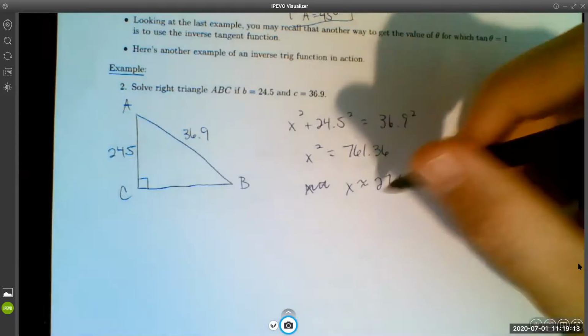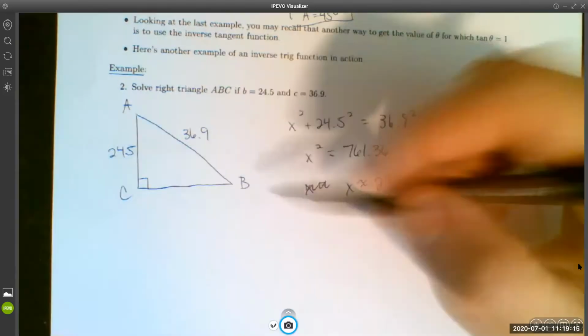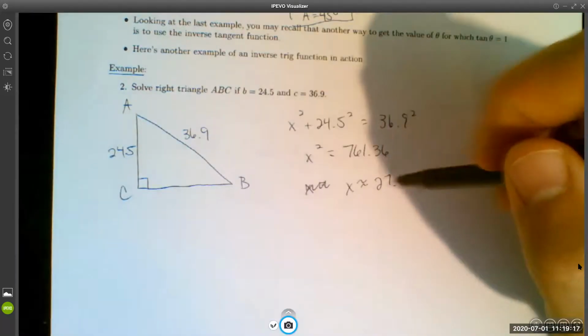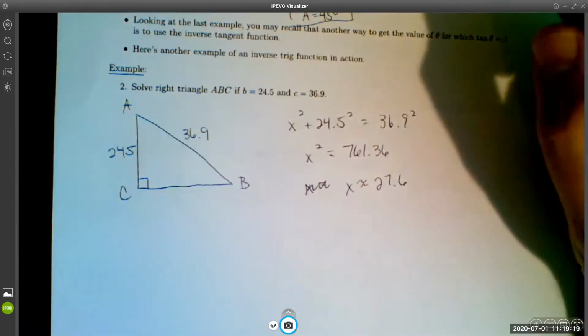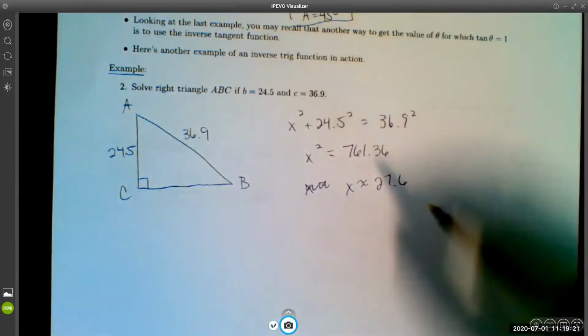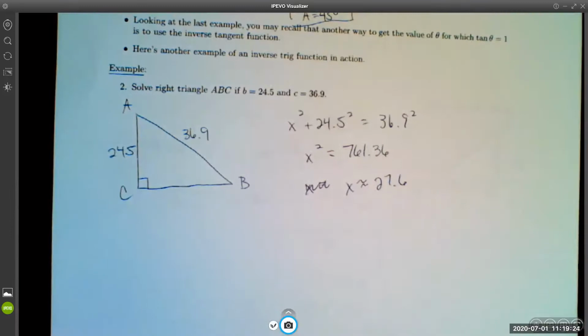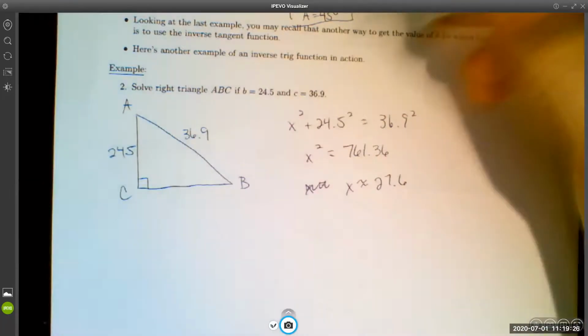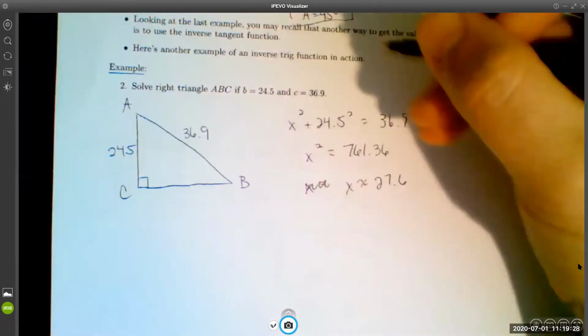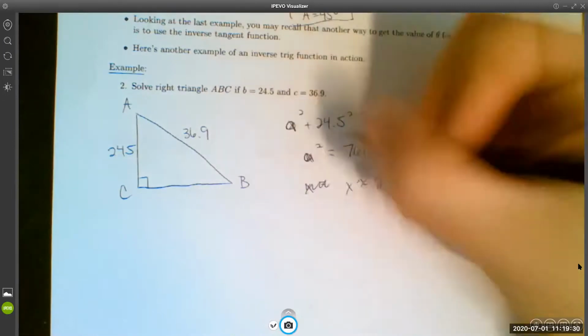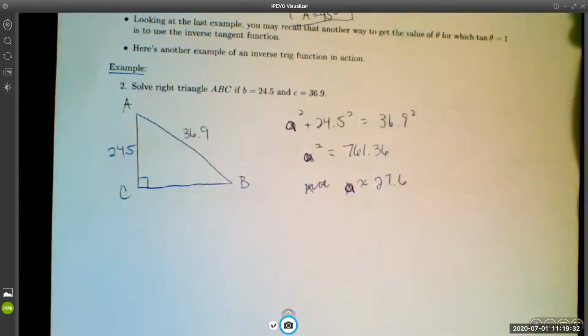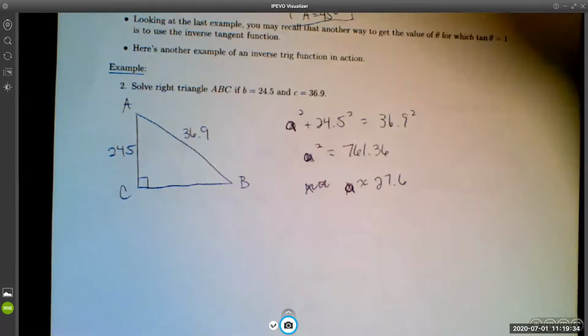Okay, so 27.6. So I know that much. I'm not going to use that information as I move forward through the problem because I've rounded it and I don't want there to be rounding errors in my answer. Instead of calling it x, maybe I should have called it a, right? So I know that a is 27.6. But how do we find the angles?